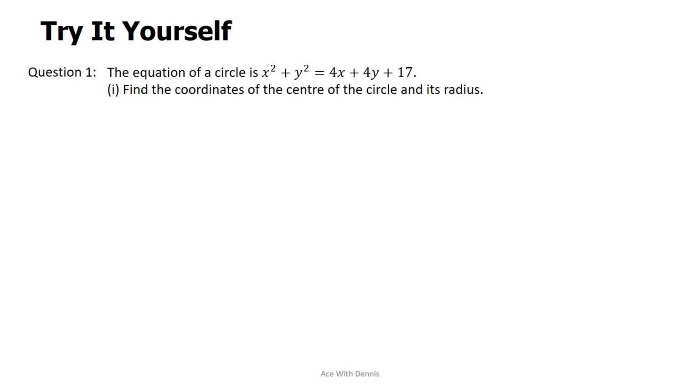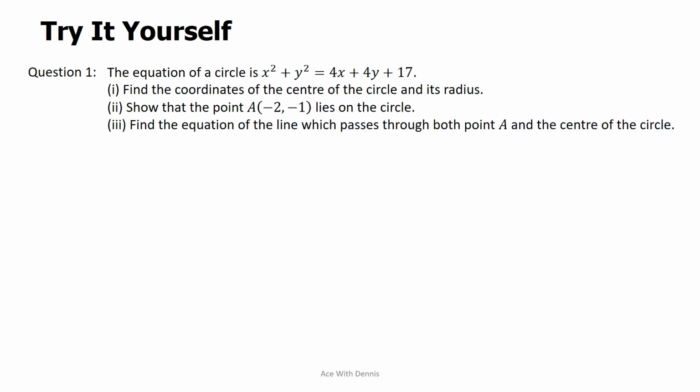Here are a few questions that you can try it yourself. Question number 1. The equation of a circle is x squared plus y squared equals 4x plus 4y plus 17. 1. Find the coordinates of the center of the circle and its radius. 2. Show that the point A with the coordinates of (-2, -1) lies on the circle. 3. Find the equation of the line which passes through both point A and the center of the circle.